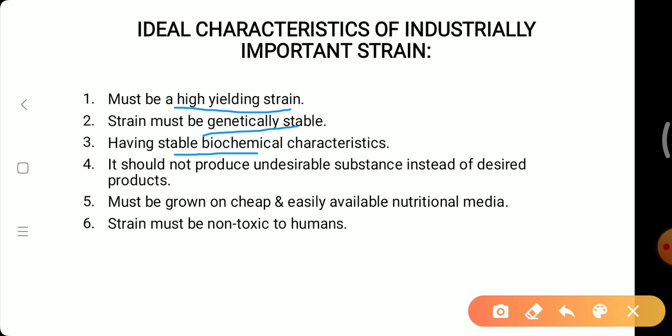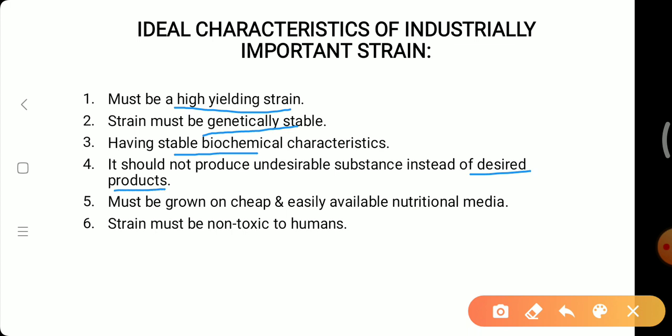It should not produce undesirable substance instead of the desirable product. Ultimately we want only our desirable product. We are not concerned with undesirable product. So our strain must produce the desirable product that is required.